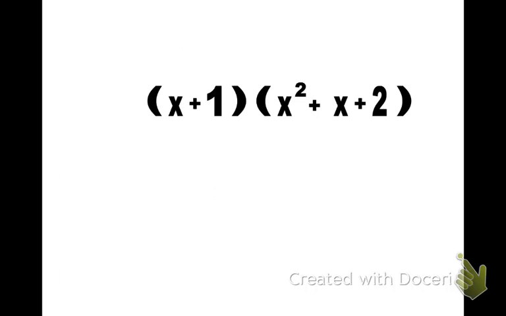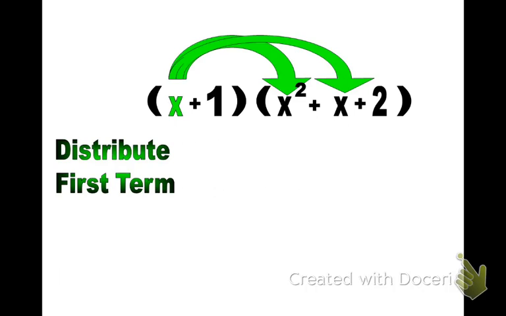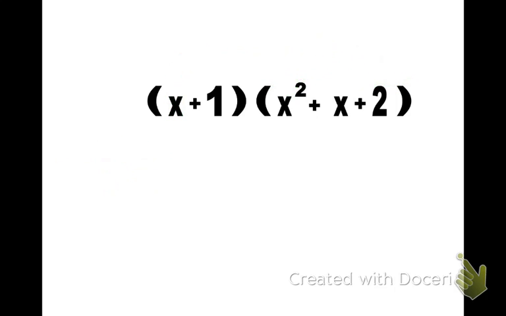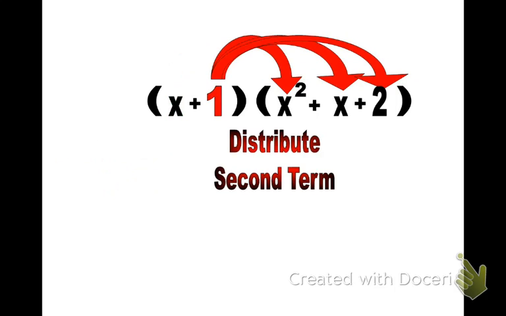Okay, so here we have our first step, which is to multiply the x through the entire second trinomial. So we're going to start by multiplying the x times the x squared, the x times the x, and the x times the 2. Then we will distribute the 1 through the entire trinomial, so that is, we'll multiply 1 times x squared, 1 times x, and 1 times 2. So let's get started with doing that.